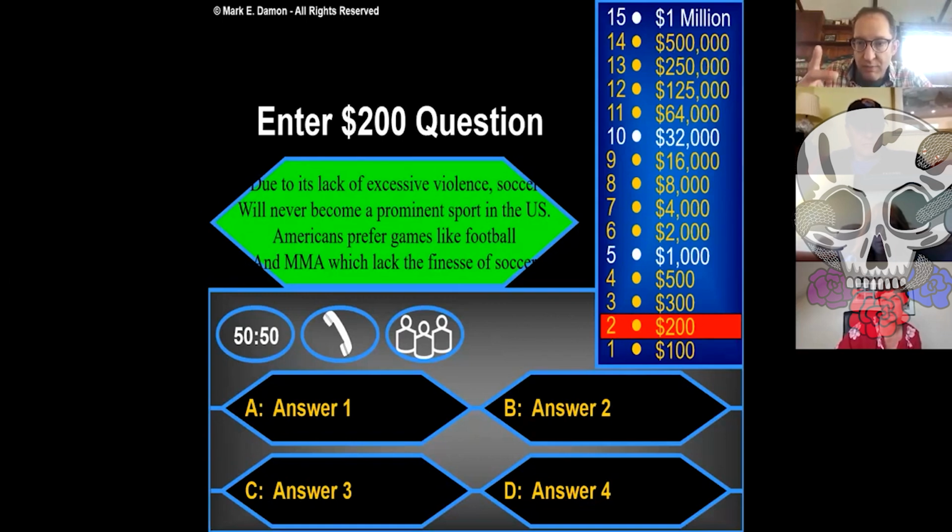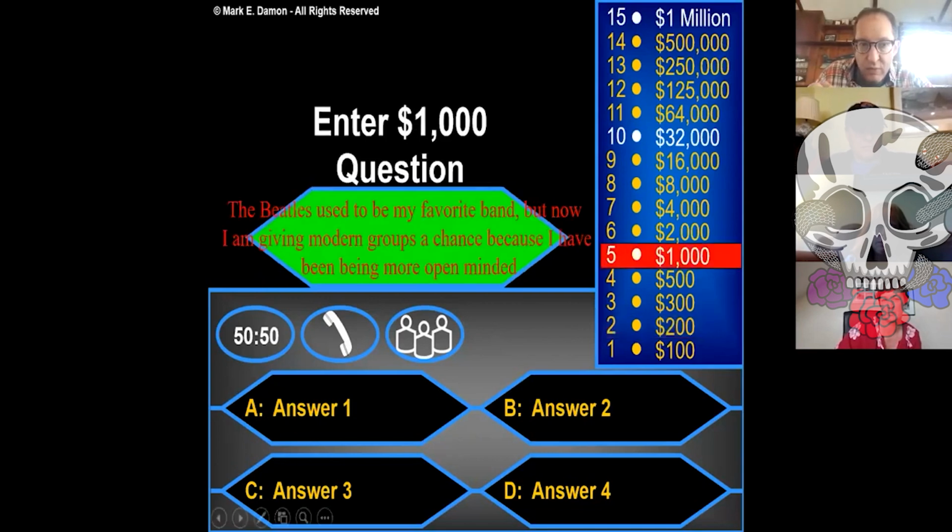Better flow, rhythm, voice, just by focusing on those to be's. Here's one more. The Beatles used to be my favorite band, but now I'm giving modern groups a chance because I've been being more open-minded. So you have be, am, been, and being.